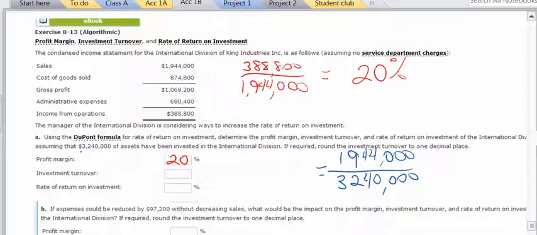So I take the 1944 divided by the 3240, and that equals 0.6. So it turns over 0.6 times. If we then multiply that, that will give us our rate of return. So I'm going to take the 0.6 times 0.2. That looks like a 12% rate of return.